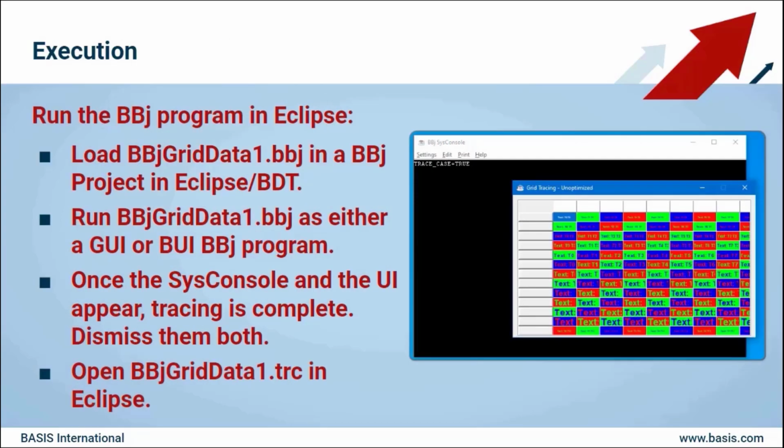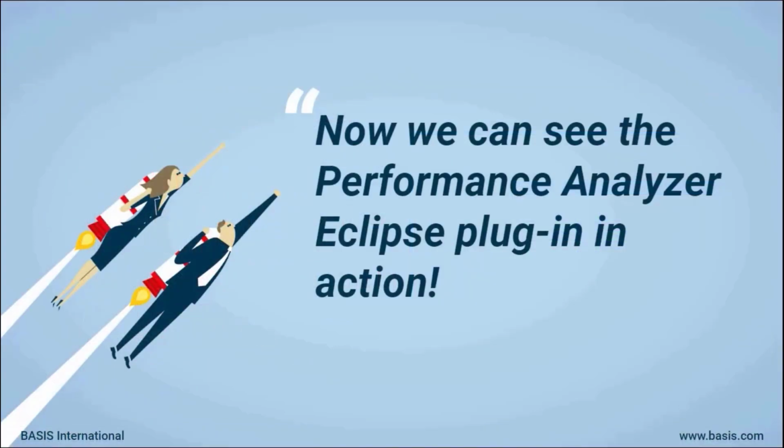So we're going to run this BBj program in Eclipse. We're going to load the file into a new BBj project in Eclipse. We're going to run it either as a GUI or a BUI BBj program. It's not going to make a difference either way. And then once the sys console and the UI appear, tracing is going to be complete, so we can dismiss them both. Finally, we're going to open that output trace file in Eclipse.